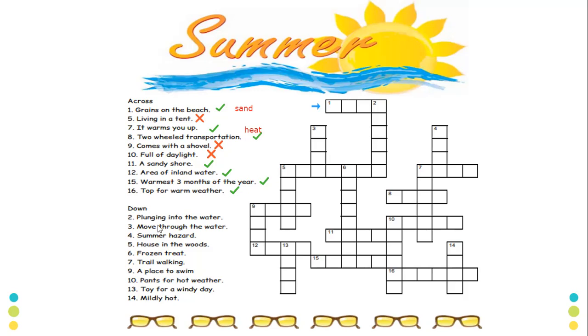Now let's start with down. How about down? Down, plunging to the water. Plunging. I don't know what plunging is. You know, like there's a plunge, like a water plunge. You know, like you have dropped something and then there's a plunge of water. Understand? That's plunging into the water. I skip. Okay, that's okay. Skip for now. We can always go back later.